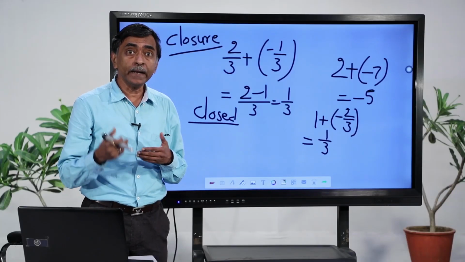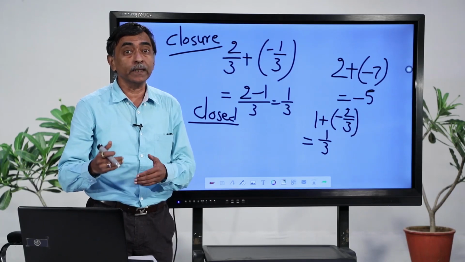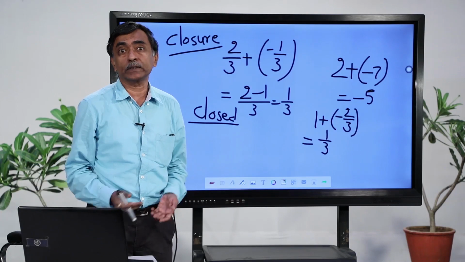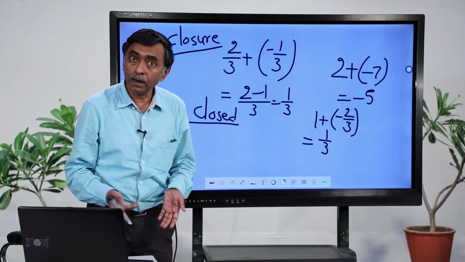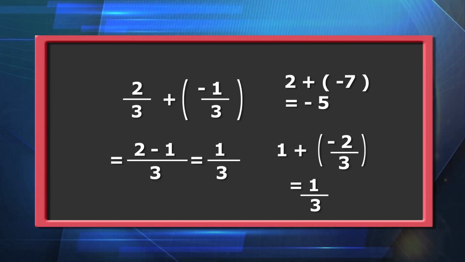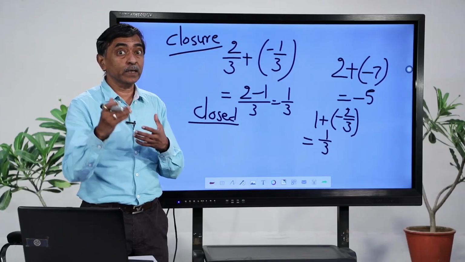That if you add any two rational numbers, the closure property for addition of rational numbers says you are going to get again a rational number. Will it hold for integers also? Will it hold for whole numbers also? That you can check for yourself.